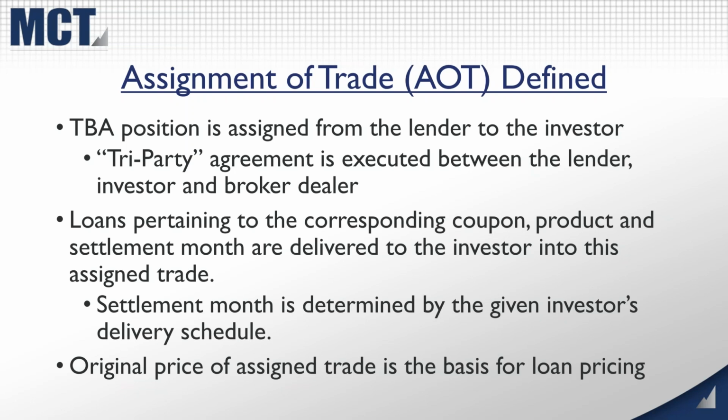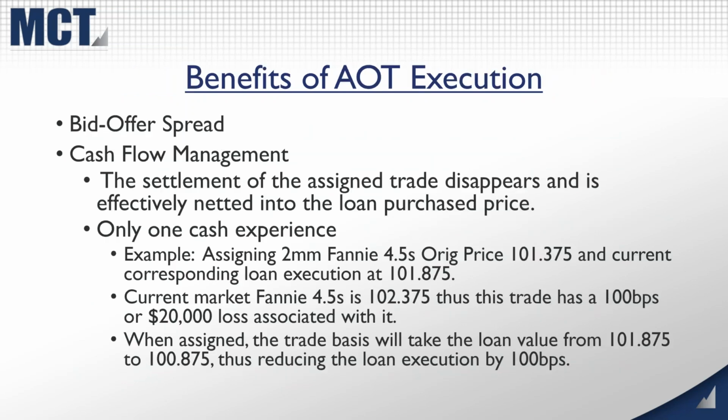Then what we do is we deliver the loans with the corresponding coupon and product into that trade, and basically what happens is that the original price of the initially executed trade, the TBA that we're assigning, becomes the basis for the trade price of the loan, and I'll talk about that a little bit in the next slide here.